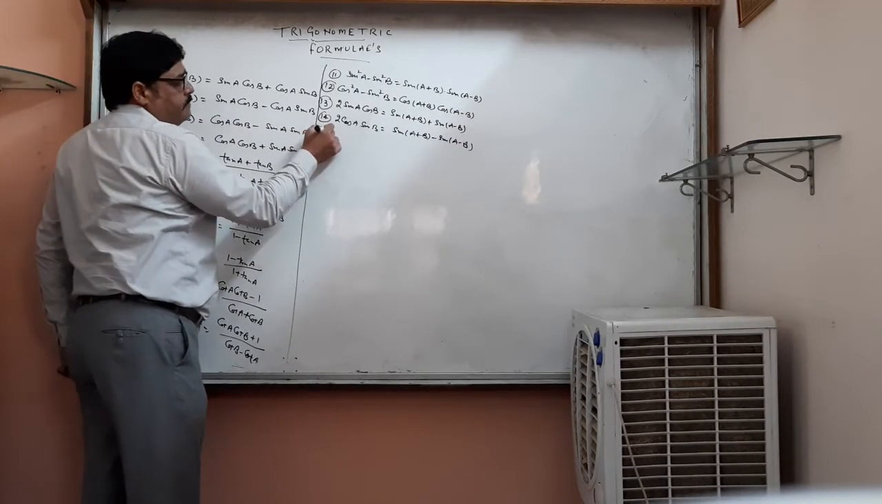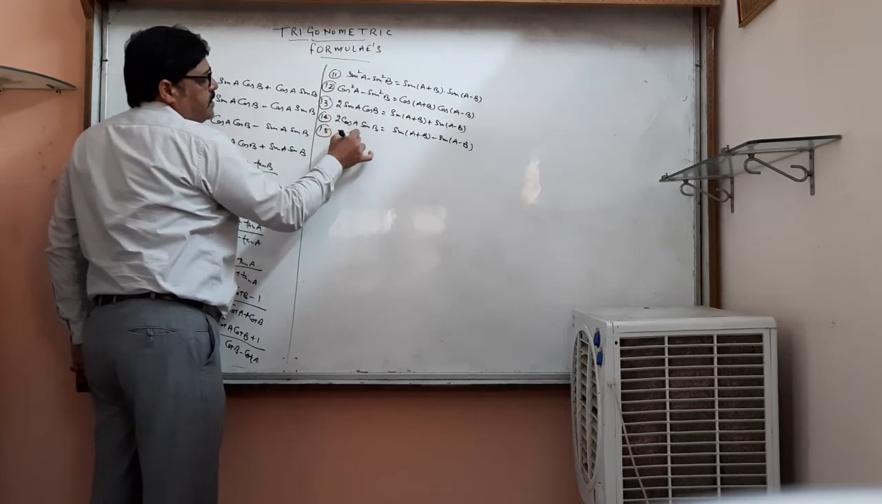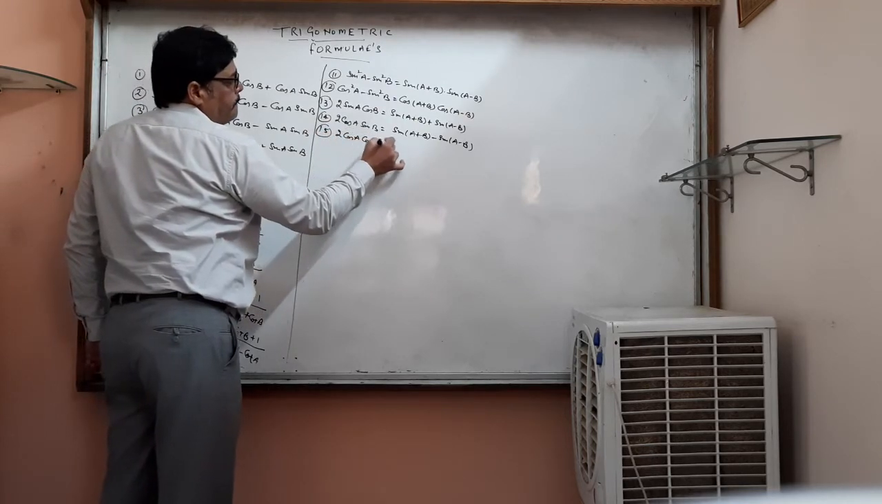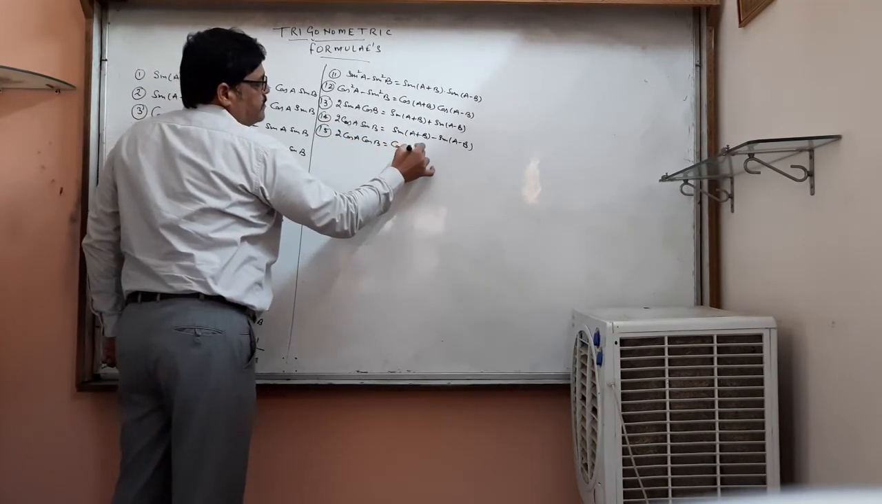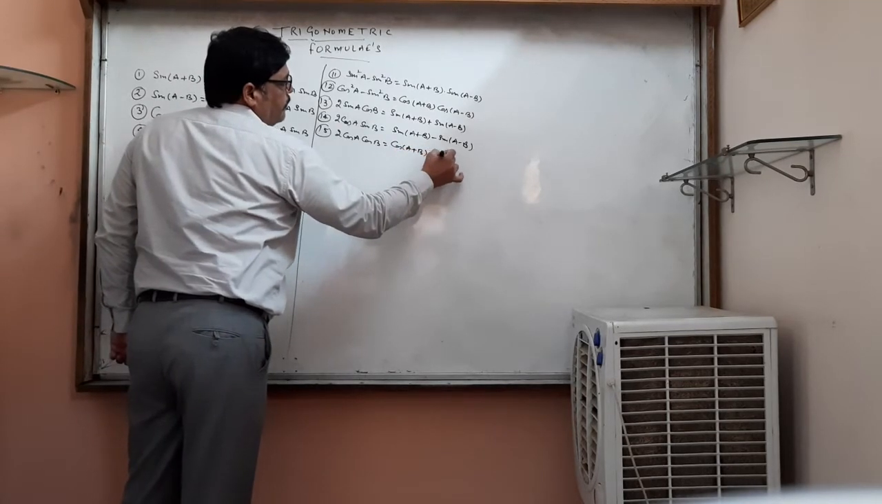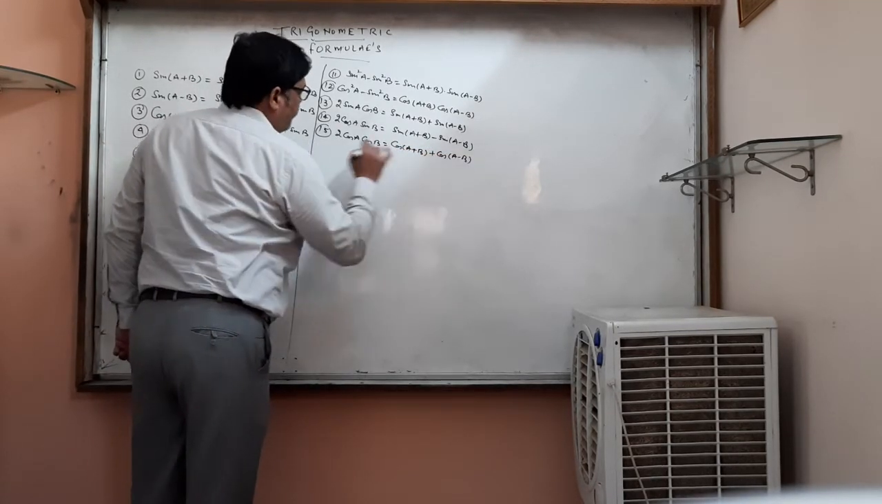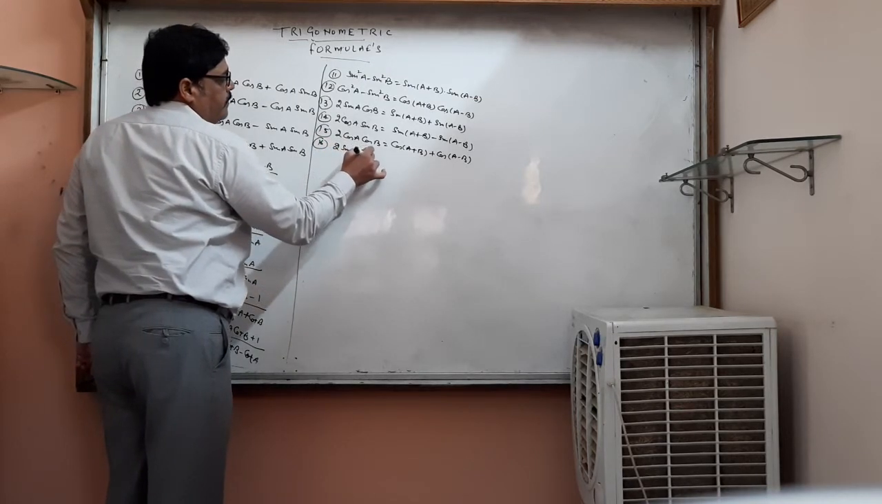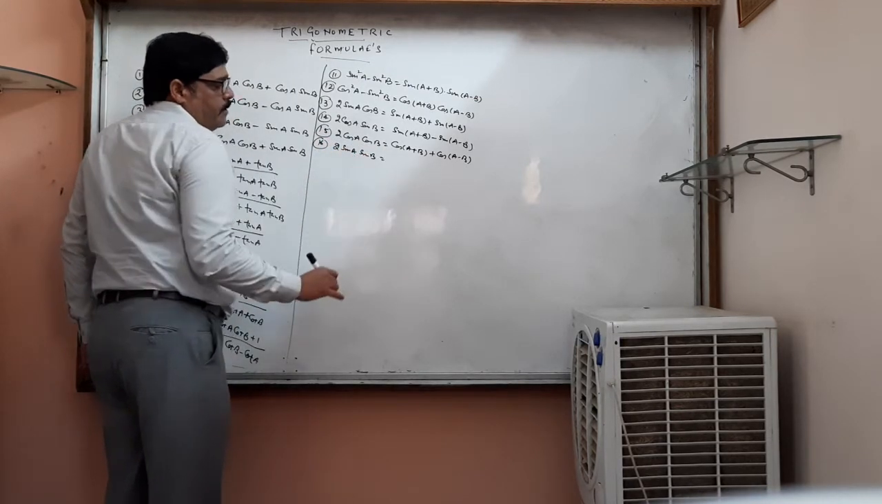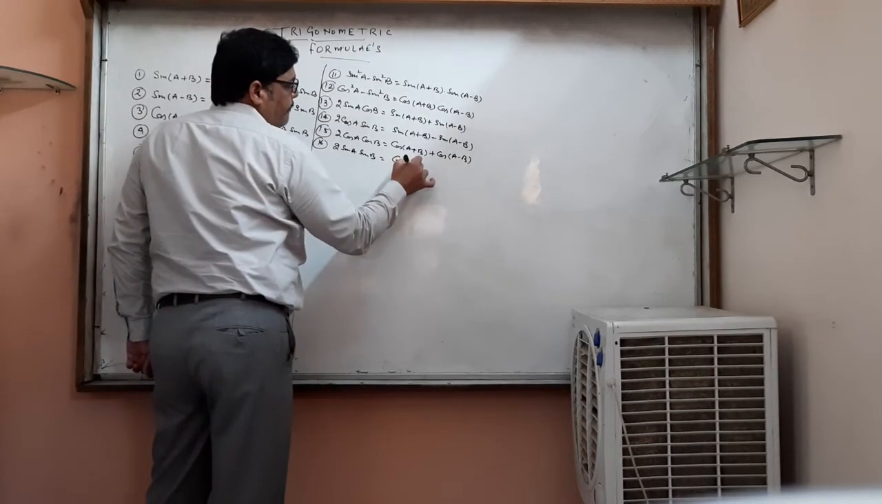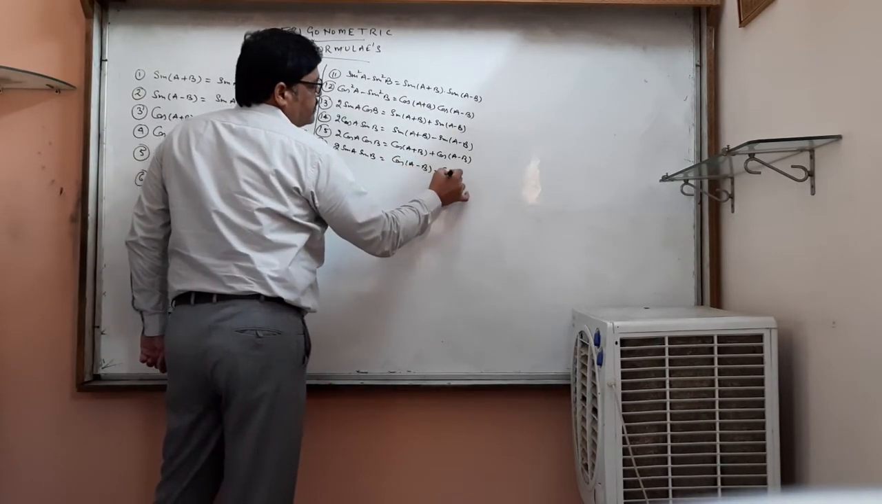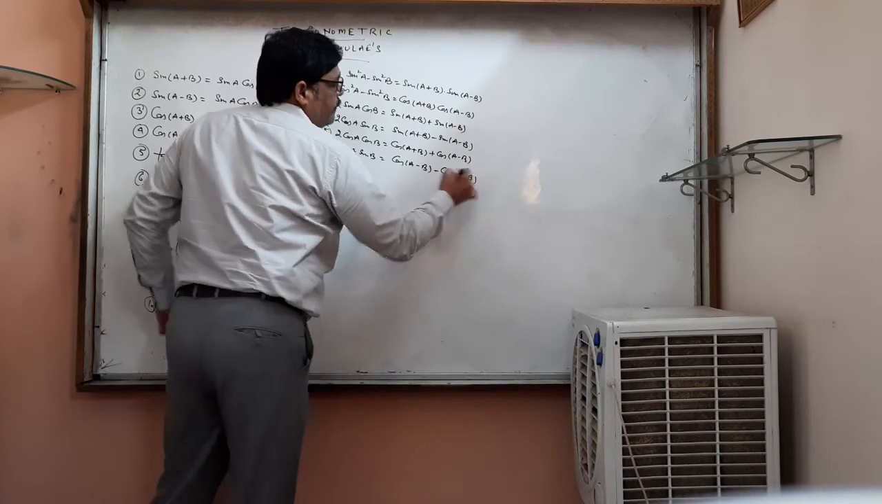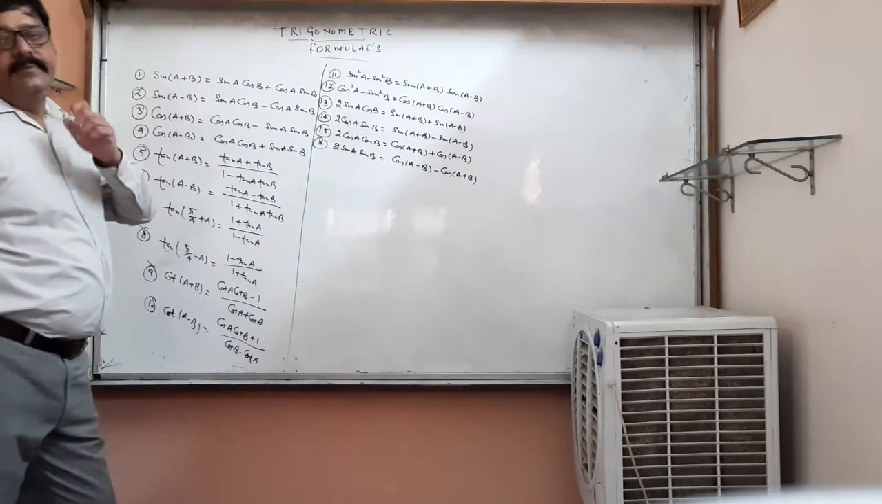Next one, 2 cos A cos B equals cos A plus B plus cos A minus B. 2 sin A sin B equals cos A minus B minus cos A plus B. Okay.